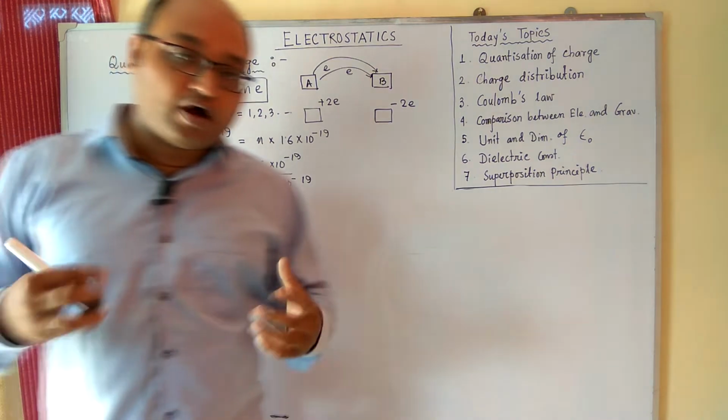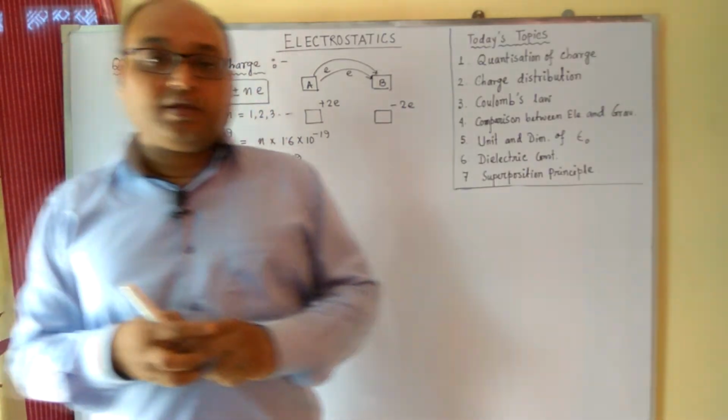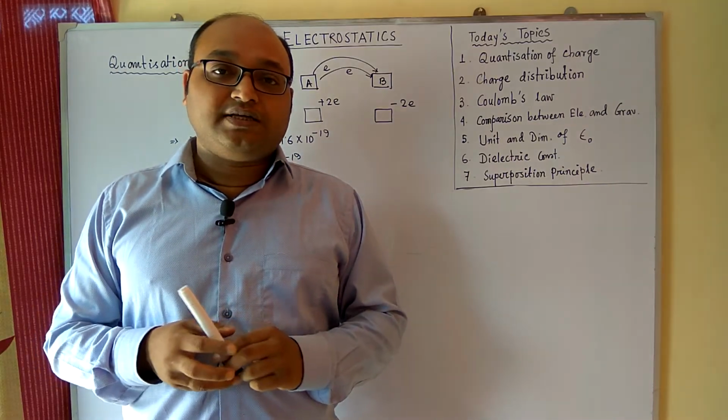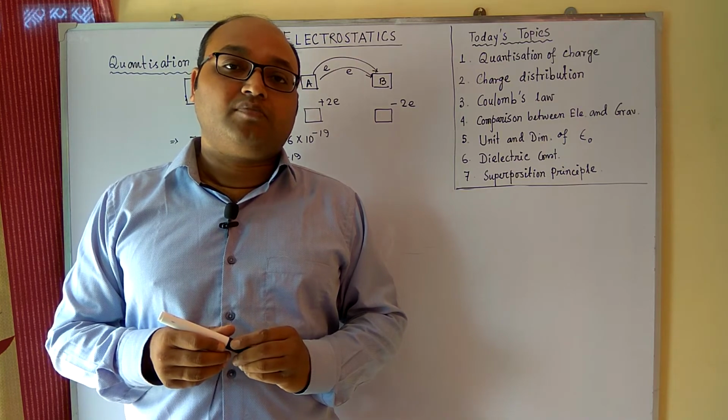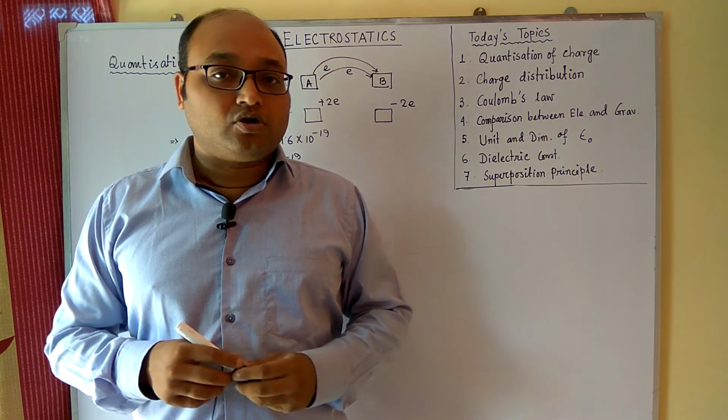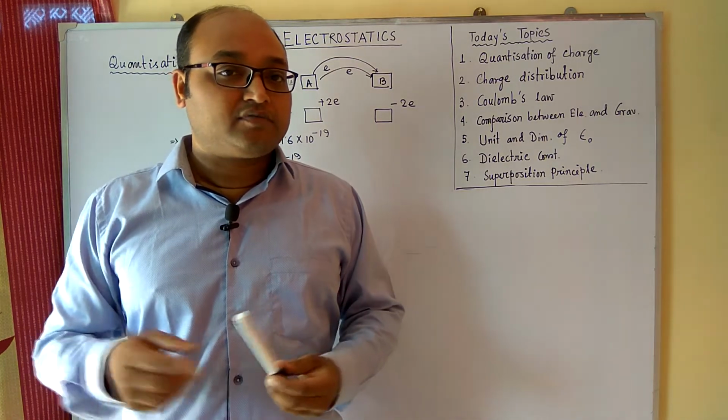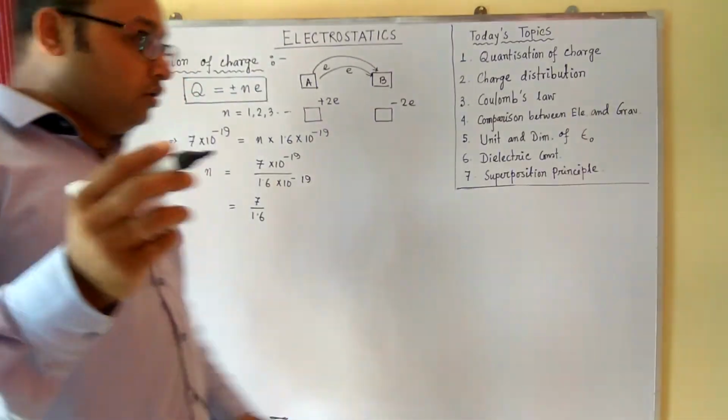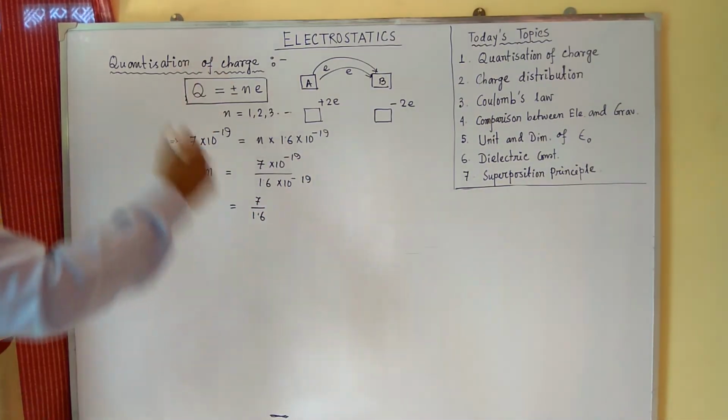But if you are asked that the amount of charge in a body is 6.4 into 10 to the power minus 19 Coulomb, is it possible or not? It is given that the amount of charge is positive. So let us fit the value in this equation.